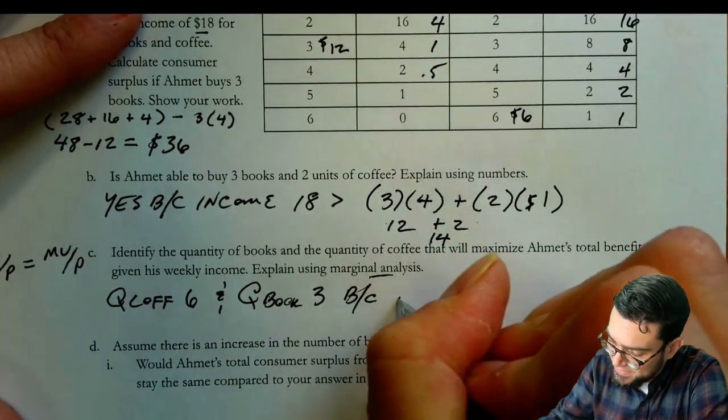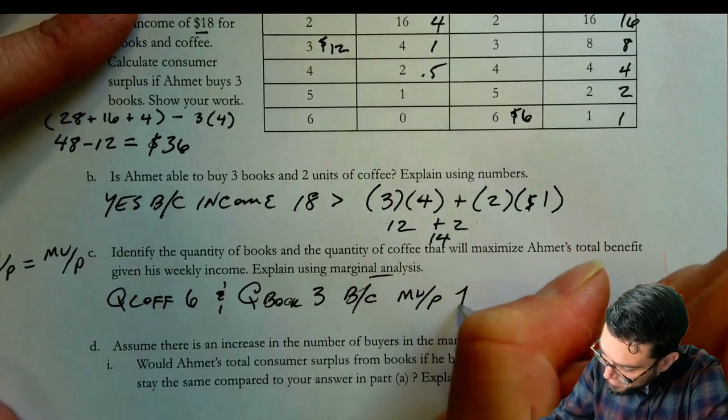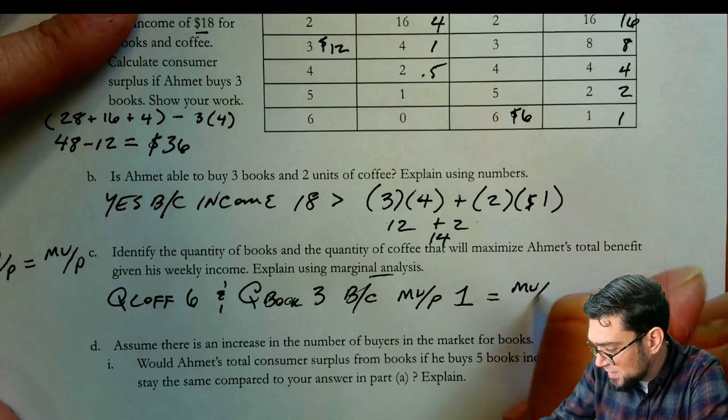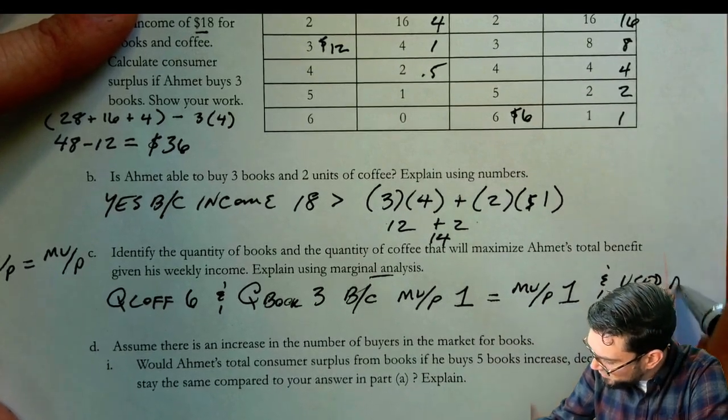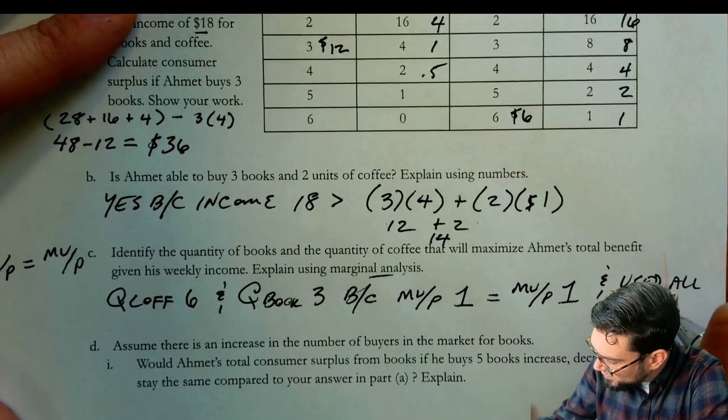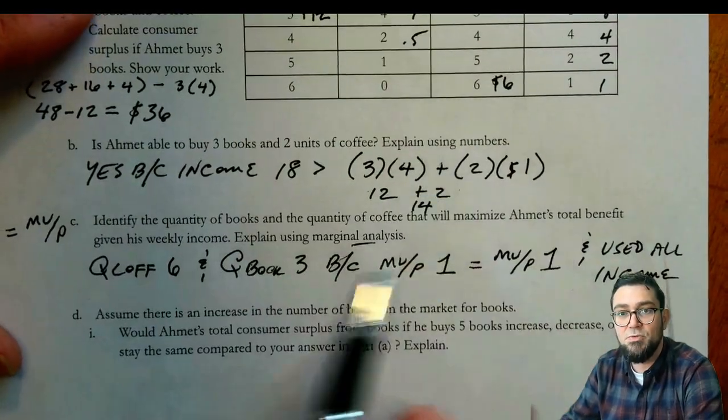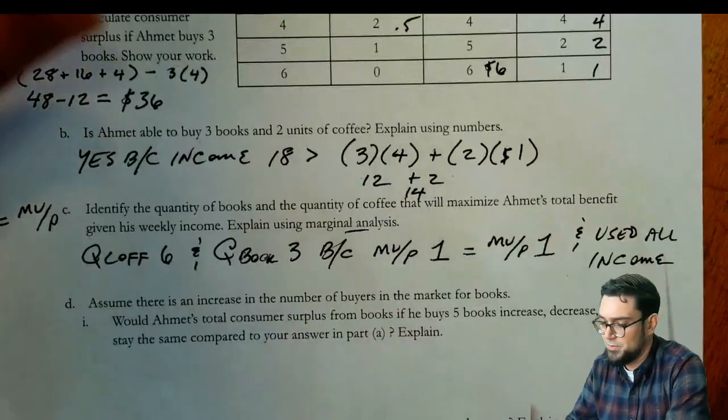How are we going to do that? We're going to say the MU over P of books is equal to the MU over P of coffee, and we used all his income. That is enough to say to our grader that we know how to find this particular quantity.